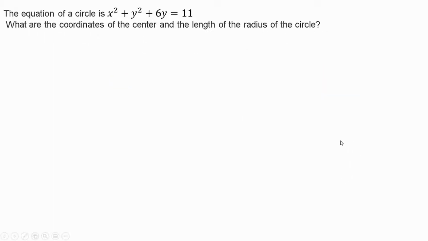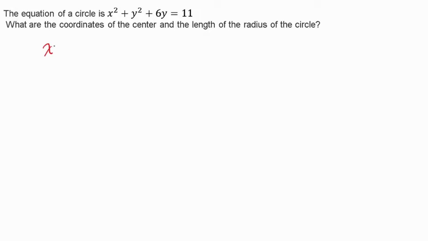Next up, the equation of the circle is x² + y² + 6y = 11. What are the coordinates of the center and the length of the radius of the circle? So the problem with this one is it is not in a form that we could use. We need to get it in that form. This is not in our standard form because notice we have a y squared and we have a y, right? We don't want that.